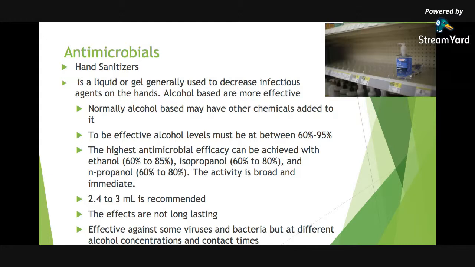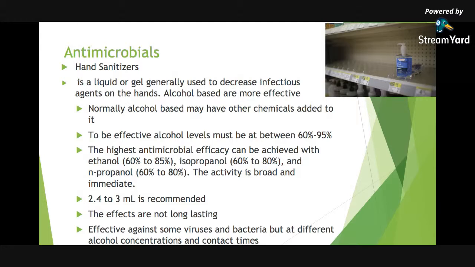All right, so we're going to talk about hand sanitizers now, because I know this has been the talk of the entire outbreak. People have been going in, taking hand sanitizer, hoarding it, and things like that. So hand sanitizer is a liquid or gel generally used to decrease infectious agents on the hands. Alcohol-based hand sanitizers are more effective. Normally, alcohol-based ones may have other chemicals added to them, like lotions and aloe. To be effective, alcohol levels must be between 60% to 95%.